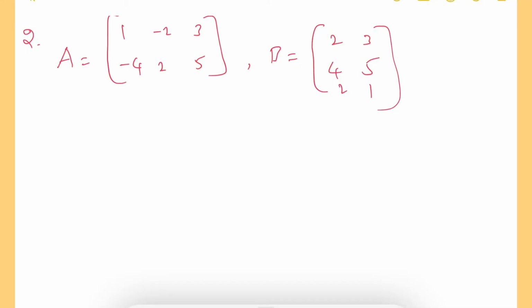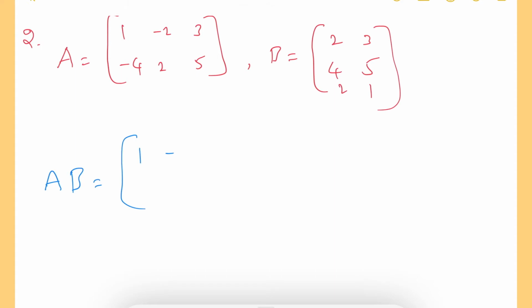Okay, the second bit is matrix A equals 1, minus 2, 3, minus 4, 2, 5 and matrix B equals 2, 3, 4, 5, 2, 1. Do AB and BA exist? If they exist, then find them.